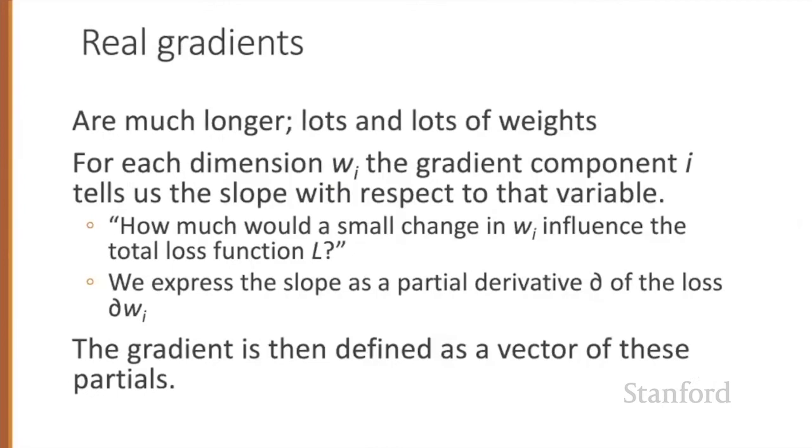In an actual logistic regression, the parameter vector w is much longer than 1 or 2, since the input feature vector x can be quite long, and we need a weight w sub i for each x sub i. For each dimension or variable w sub i in w, plus the bias b, the gradient will have a component that tells us the slope with respect to that variable. Essentially, we're asking, how much would a small change in that variable w sub i influence the total loss function L? In each dimension w sub i, we express the slope as a partial derivative of the loss function with respect to w sub i. The gradient is then defined as a vector of these partials.